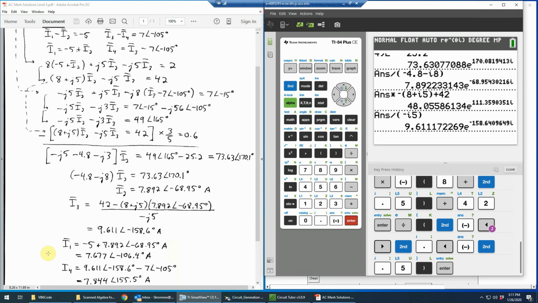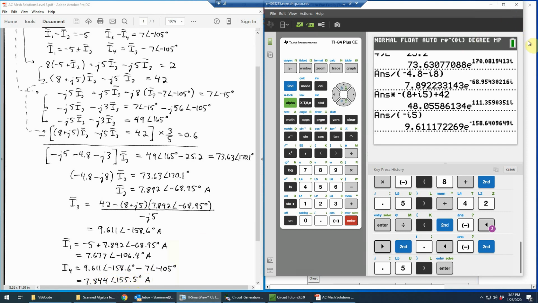Okay, and then finally, for I1, I can go back to my original expression up here, negative 5 plus I2 bar. So I've just put in negative 5 plus, and then I substituted this value of I2 bar here. And I think I'll skip that in the interest of time here. That works out on the calculator to 7.677, angle minus 106.4 degrees. And finally, I4 bar, that comes up here. We can use the I3 minus 7, angle minus 105. So again, just entering those similar to what I did before, we can compute that easily on the calculator, and that would give us 7.844, angle 155.5 degrees.